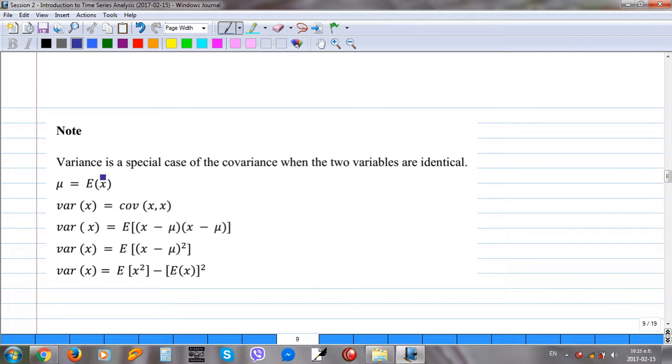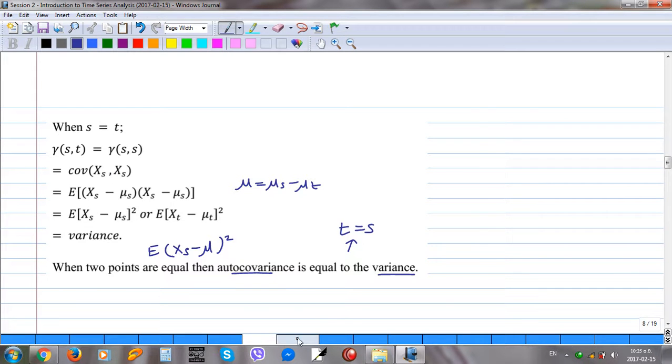And this one you learned in previous subjects. Anyhow, I am going to revise this again. Variance is a special case of the covariance when two variables are identical, right? Normally mu, that means we are taking expectation of x, mu equals E(x), and variance of x equals covariance of x and x, right? That's why we are using it here also.